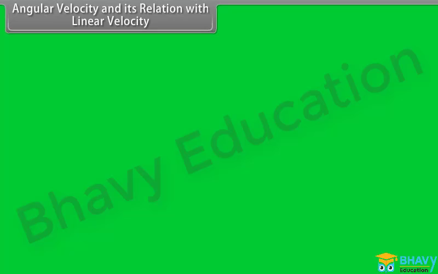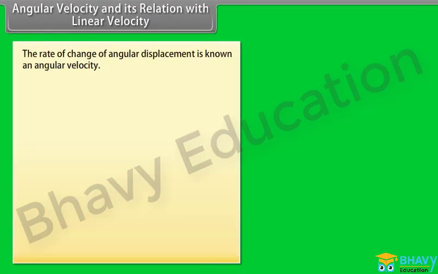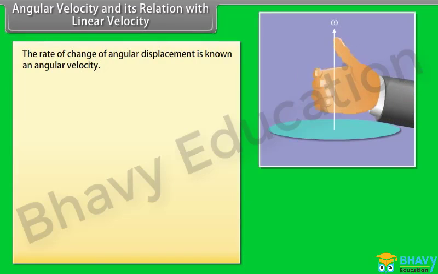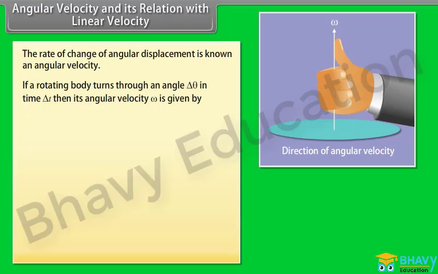Angular velocity and its relation with linear velocity. The rate of change of angular displacement is known as angular velocity. If a rotating body turns through an angle delta theta in time delta t, then its angular velocity omega is given by omega is equal to limit delta t tends to 0 of delta theta upon delta t, which is equal to d theta by dt.